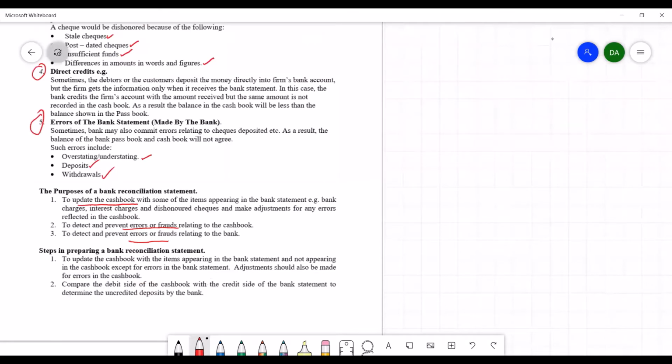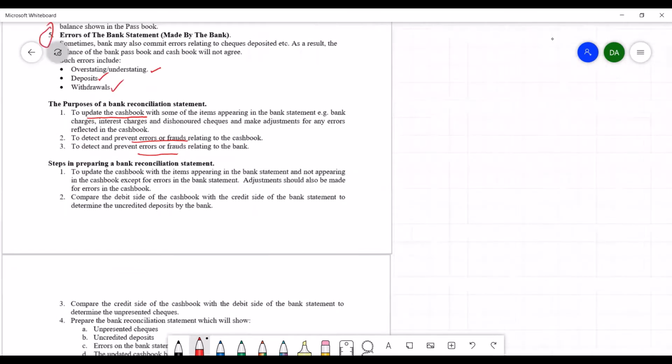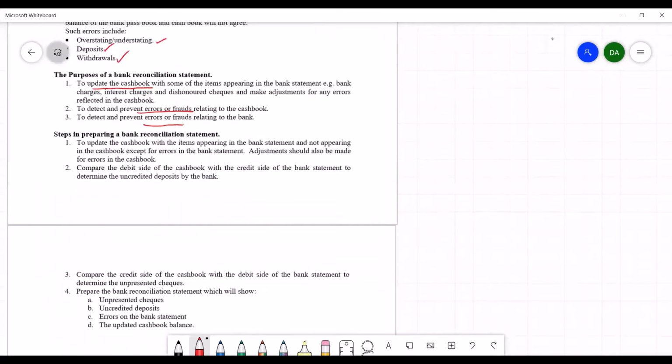Let us now look at the steps followed in preparing the bank reconciliation statement. The first step is to adjust the cash book, or update the cash book, with the items appearing in the bank statement but not appearing in the cash book, except the bank errors. Bank errors should not be adjusted in the cash book.